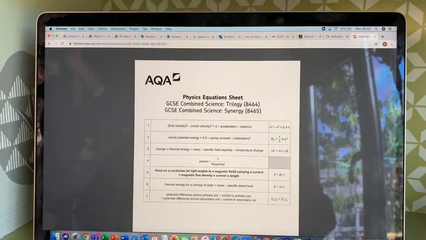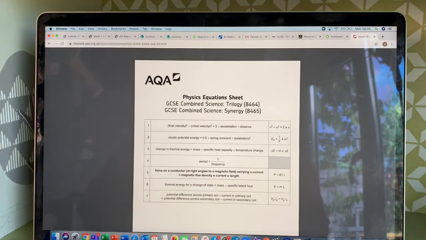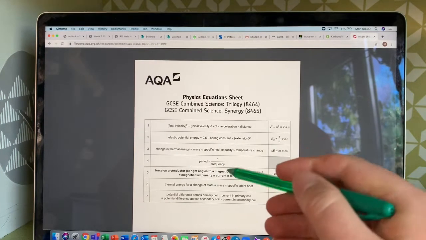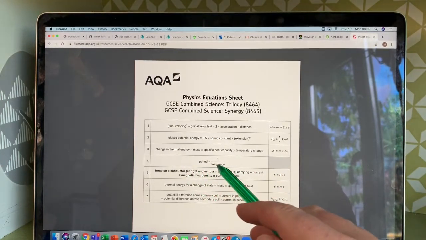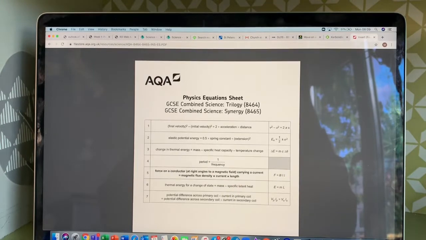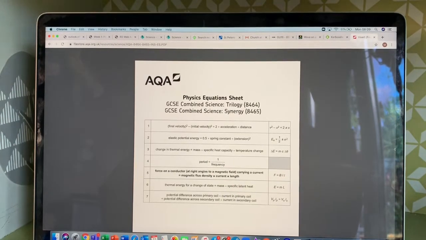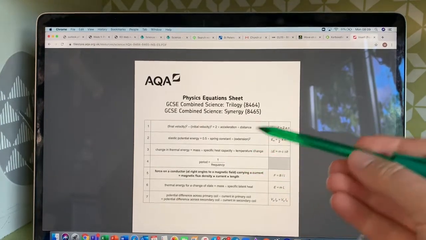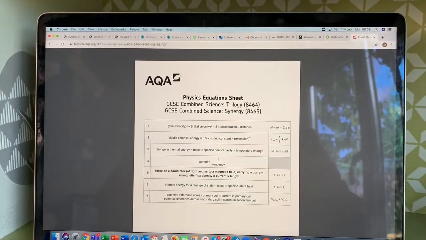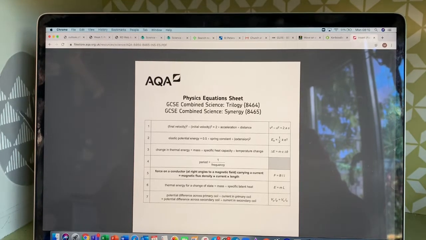In your exam, you'll get this equation sheet if you're doing combined science. You'll get a more comprehensive one if you're doing separate science. But we can see equation 4 here says period equals 1 over frequency. And that equation relates our two things. It relates the time period and the frequency with each other with this number 1 that appeared in both definitions. So time period is 1 divided by frequency.